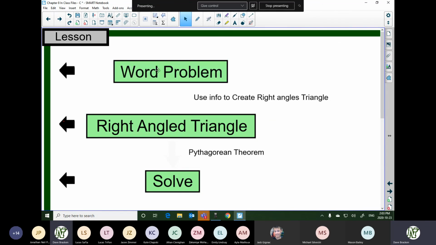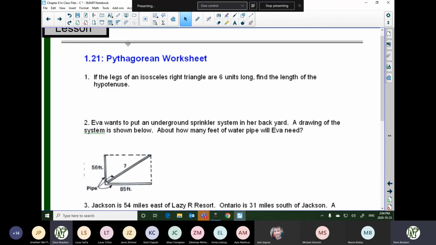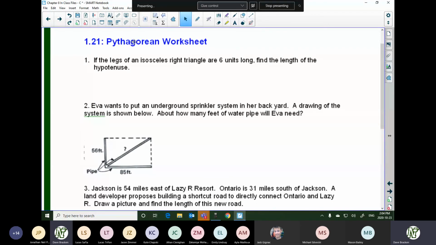But now here's what I'm going to add. I'm going to give you a word problem, and you have to create the right angle triangle before you use the Pythagorean theorem to solve. Do you see the extra step here? So you're going to create the actual diagram. So here is the worksheet. Five questions. Everyone deals with a right angle triangle.